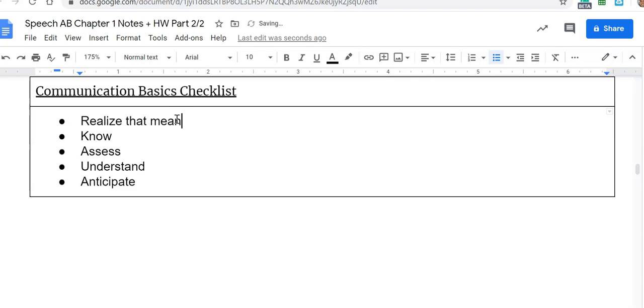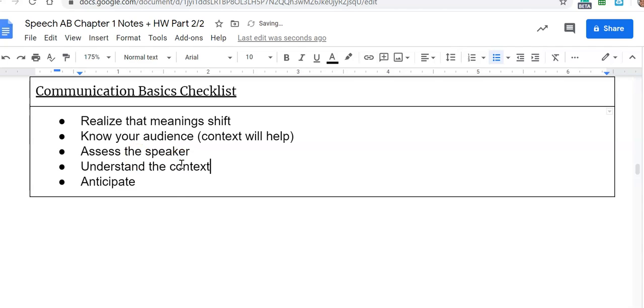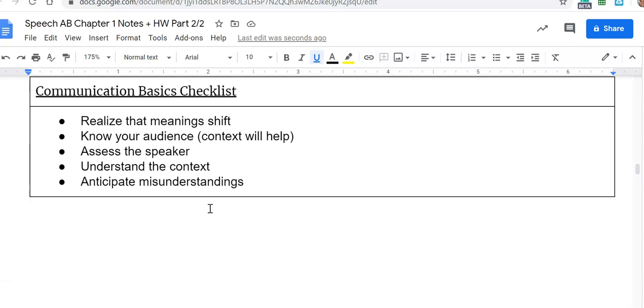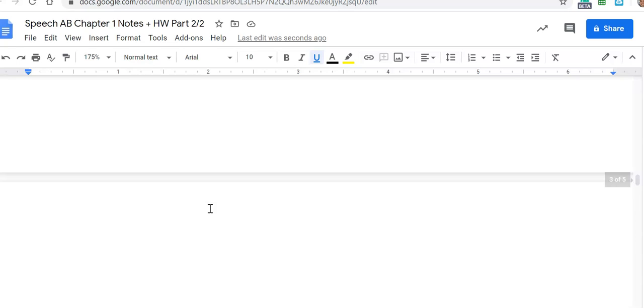Realize that meanings shift. We definitely need to know your audience, and so context will help. We've just talked about context today. Okay. Assess the speaker. Understand the context. And sometimes you need to anticipate misunderstandings depending on the context and the choice of words that we're going to use. I want to now go over the homework assignment for you guys.